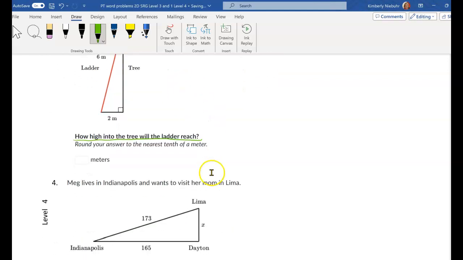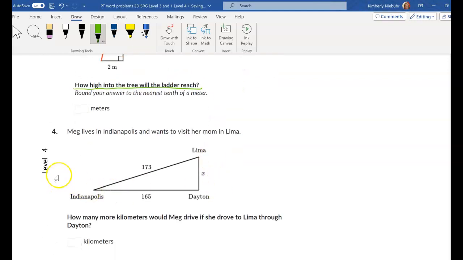Okay. Number 4, it's level 4. So it's going to be a multi-step question. Meg lives in Indianapolis and wants to visit her mom in Lima. So here's Meg. She lives in Indianapolis. We don't have any numbers in the problem. We do have the question. I'm going to underline it. How many more miles would Meg drive if she drove to Lima through Dayton?